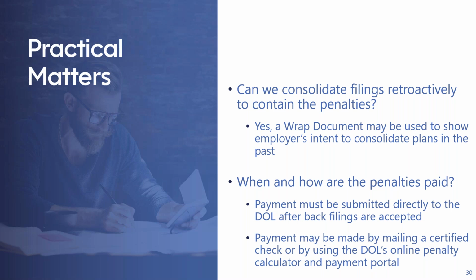And when the filings are completed, you submit the payment to the DOL. You shouldn't submit the payment before the filings have been accepted. So you need to have your filings prepared, submit them, and have them accepted, and then you can submit payment. And that payment can be made by mailing a certified check or by using the DOL's online penalty calculator. We highly recommend paying online. It's a pretty simple process. There's a few questions you have to answer, and it will direct you to pay.gov, and you can make the payment online to the DOL.